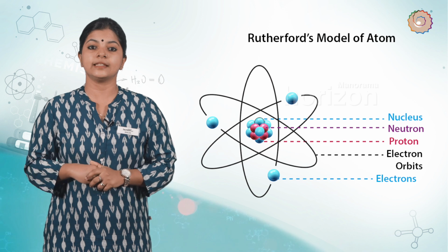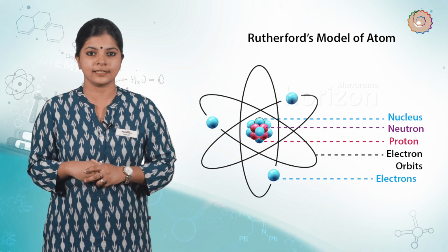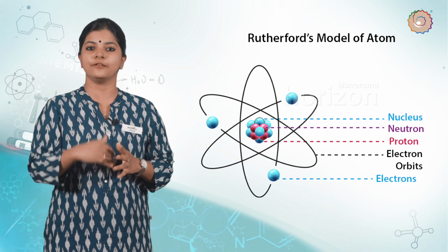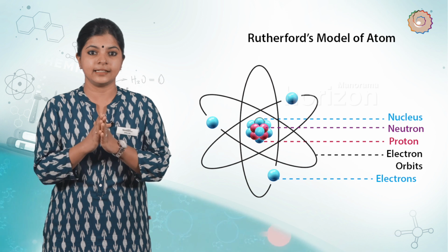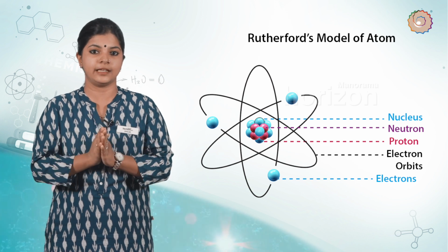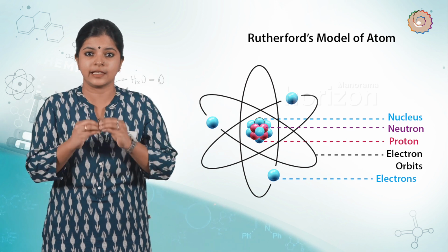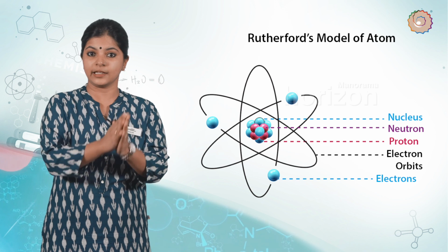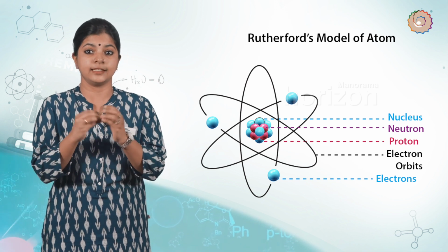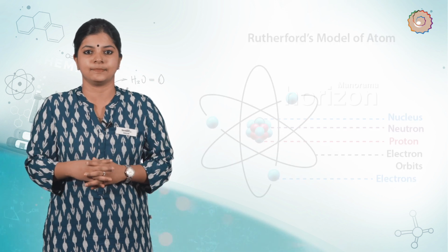So, on the basis of his experiment, Rutherford put forward the nuclear model of an atom, which had the following features. Firstly, there is a positively charged center in an atom called the nucleus. Nearly all the mass of an atom resides in the nucleus. Secondly, the electrons revolve around the nucleus in circular paths and the size of the nucleus is very small as compared to the size of the atom.